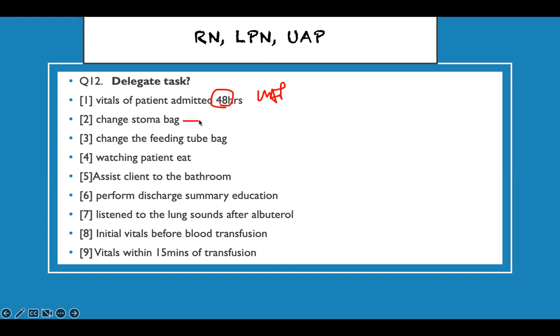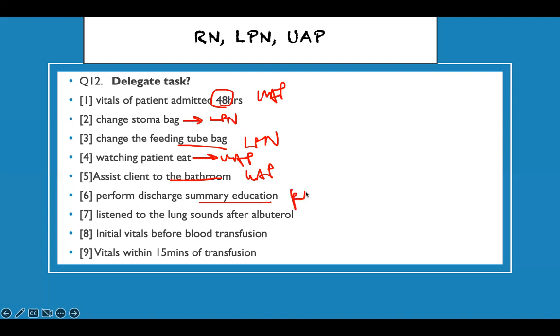Change stomach bag. I know the RN can do that, but this is the job for the LPN. So don't get confused. Change tube feed bag. Yes, LPN. The RN does the most, check the other ones. Watch patient eat. I'm just watching the patient eat, I'm not doing anything. UAP job. Assist client to the bathroom. I'm just assisting them to the bathroom. UAP. Perform discharge summary education. This is an RN job. Education.